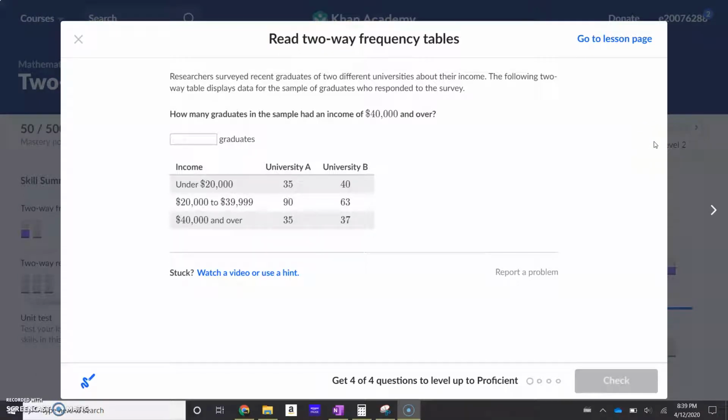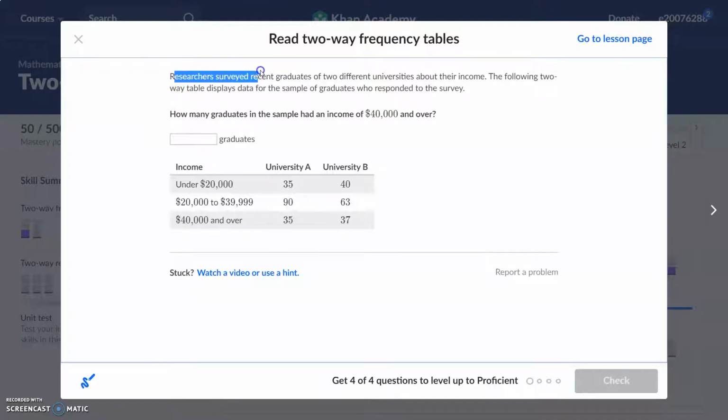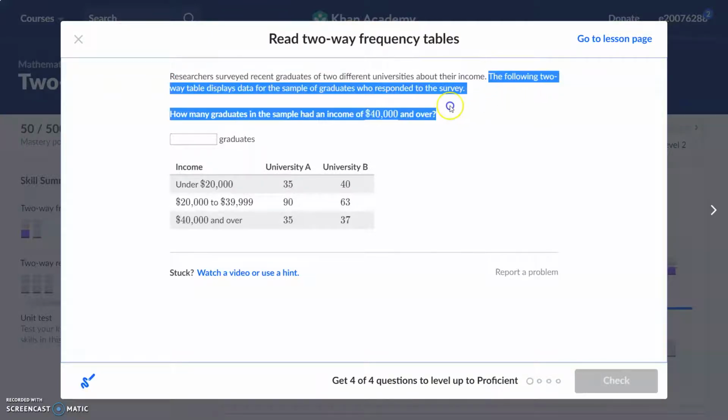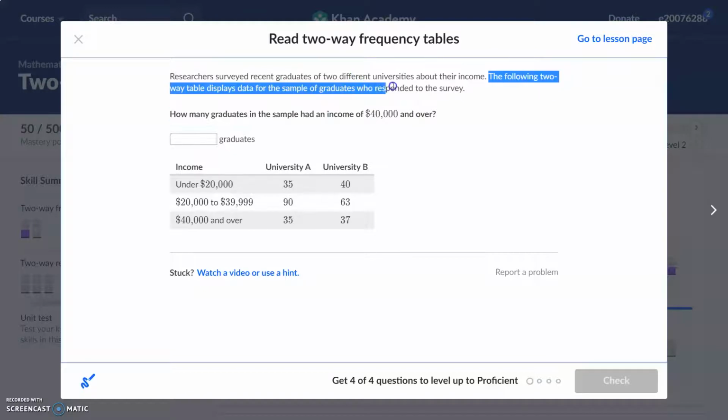Okay, guys, let's try some problems together with reading two-way frequency tables. Remember, there's a couple different types of two-way frequency tables, and we'll talk about each type as we run across it. So here we have researchers surveyed recent graduates of two different universities about their income. The following two-way table displays data for the sample of graduates who responded to the survey. So this is our table down here.